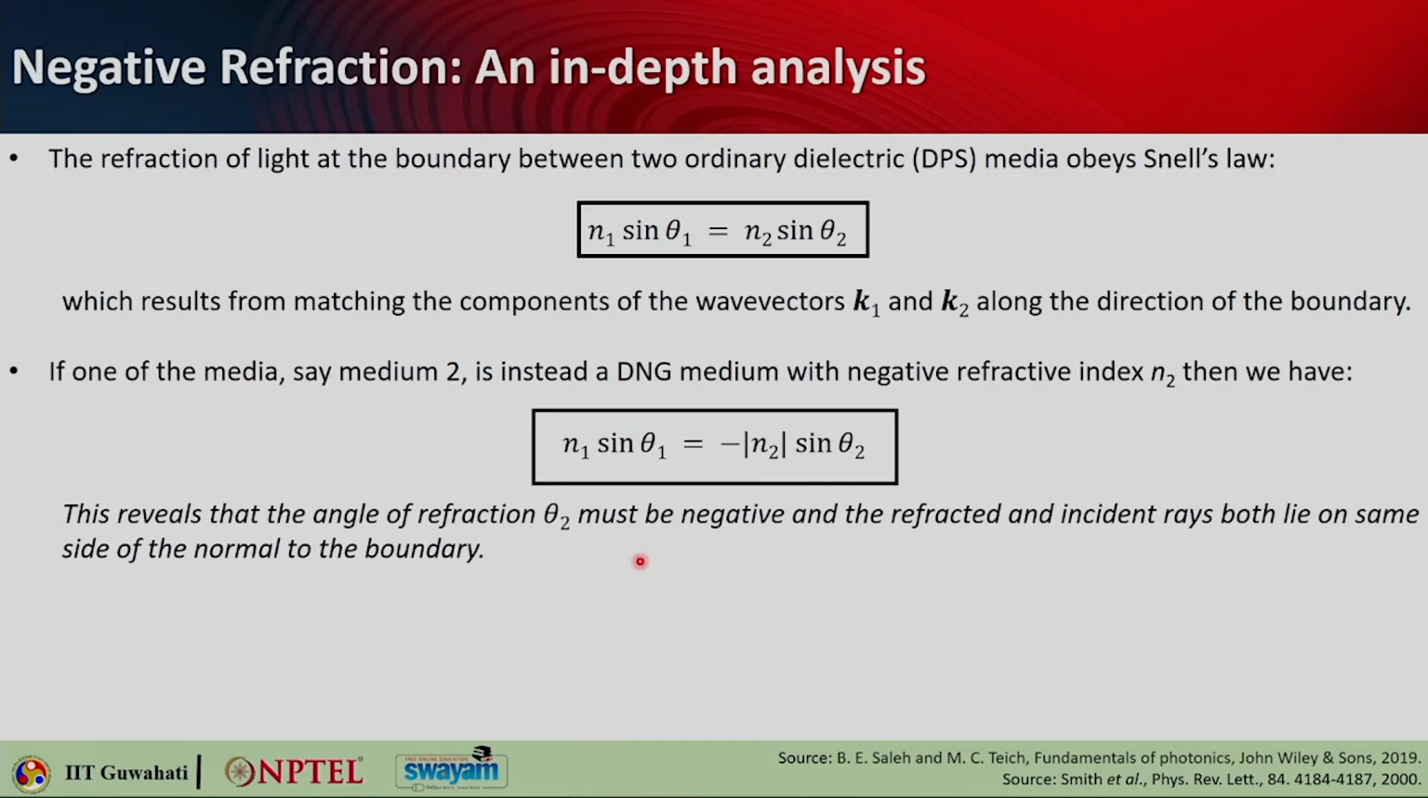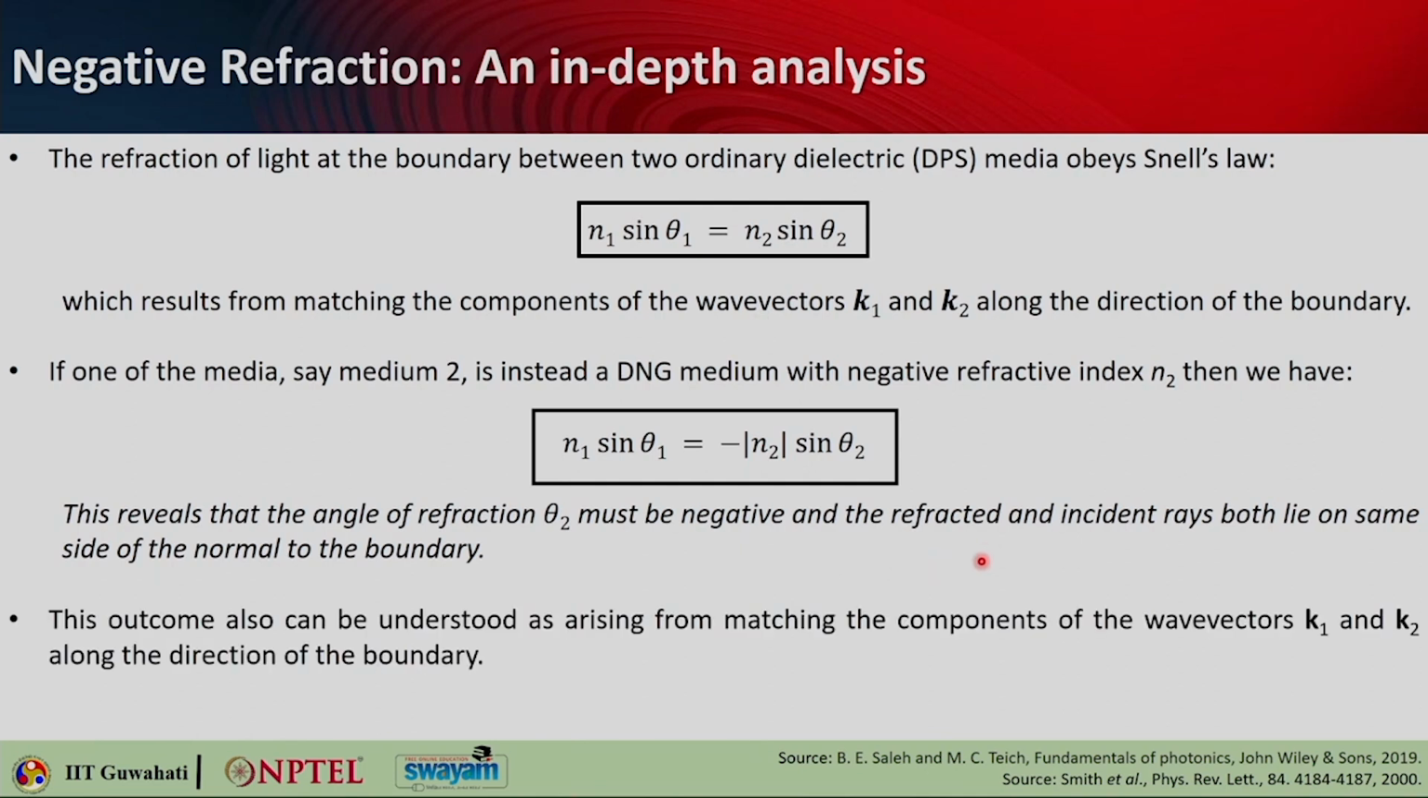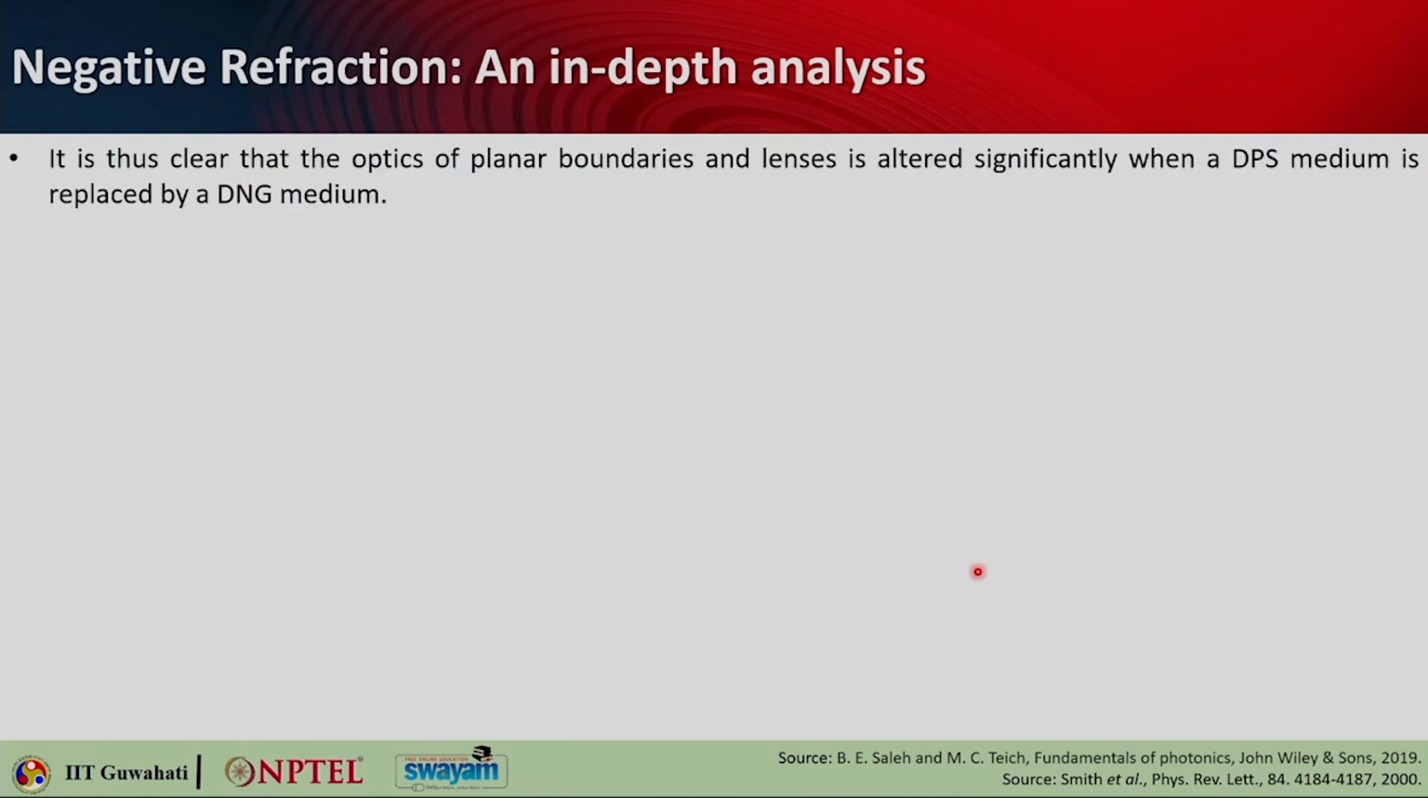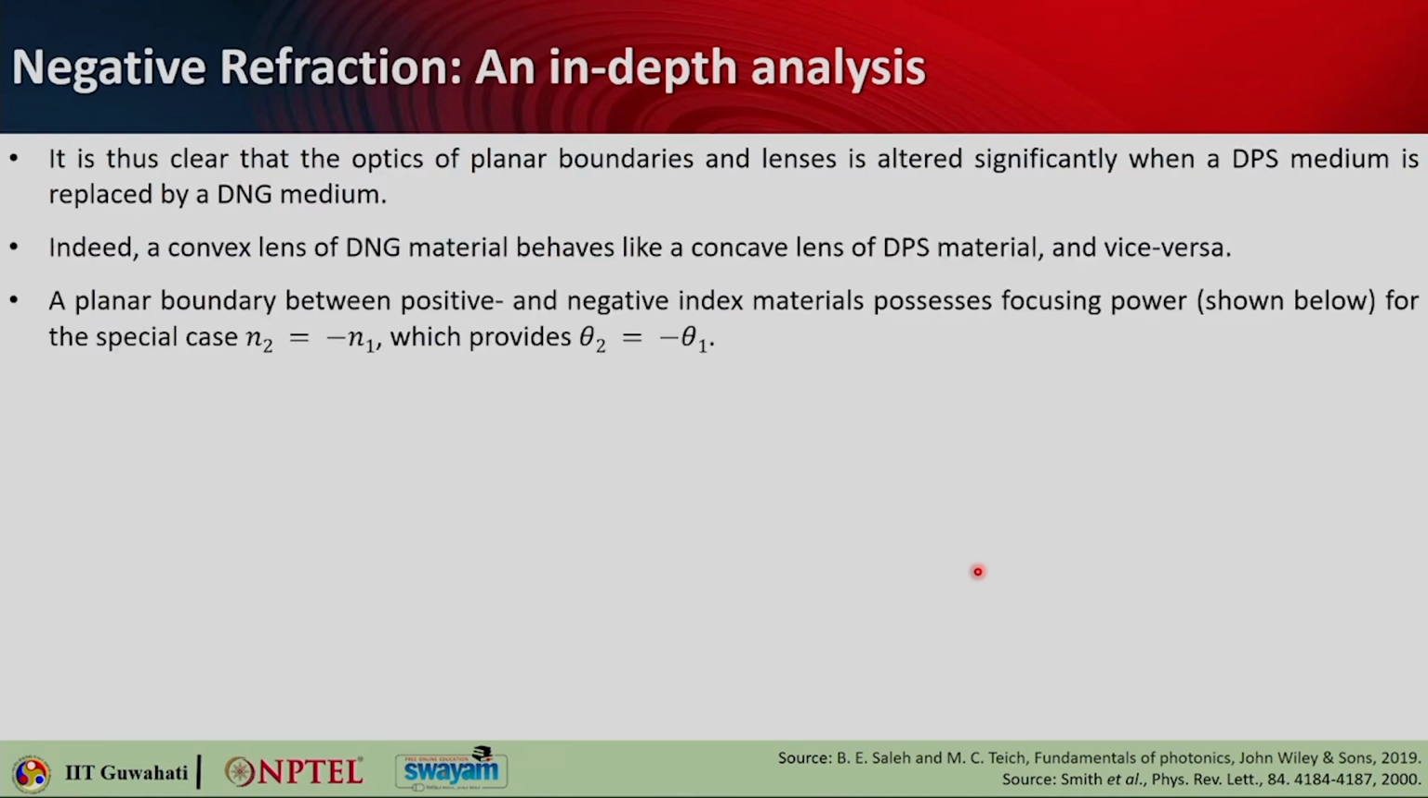Now this reveals that the angle of refraction theta 2 in the case of a double negative medium should be negative, and the refracted waves and the incident waves will lie on the same side of the normal to the boundary. This outcome can also be understood as arising from matching the components of the wave vectors k1 and k2 along the direction of the boundary. So let us look into one figure that shows that.